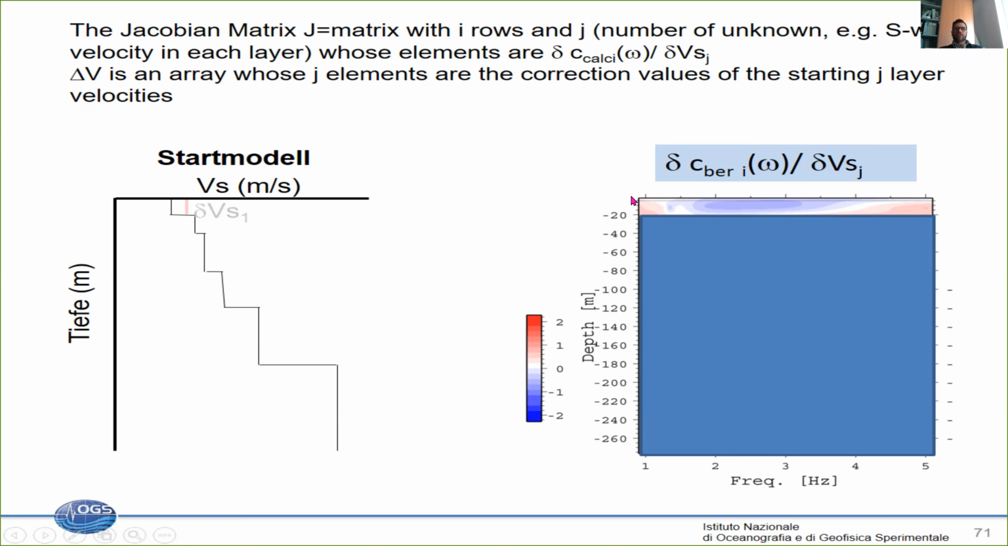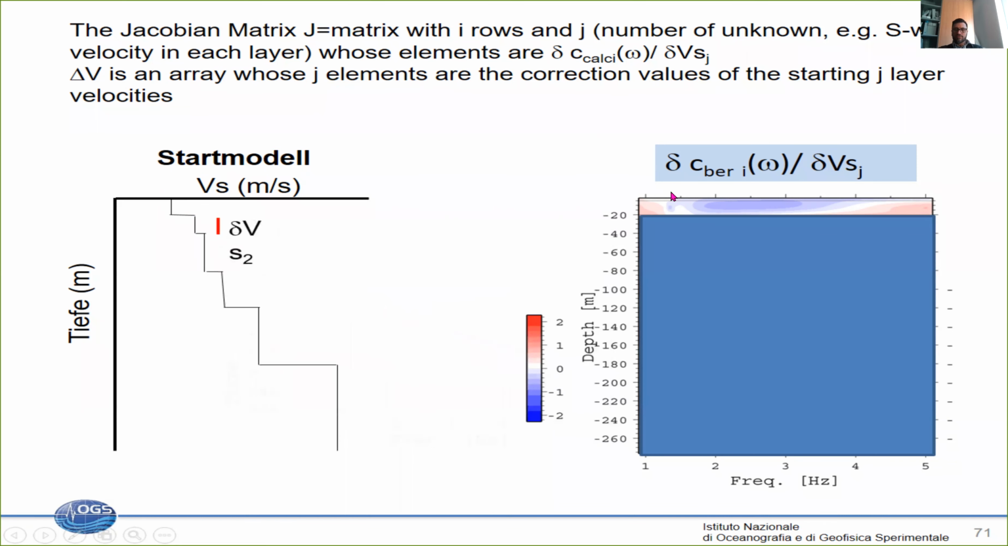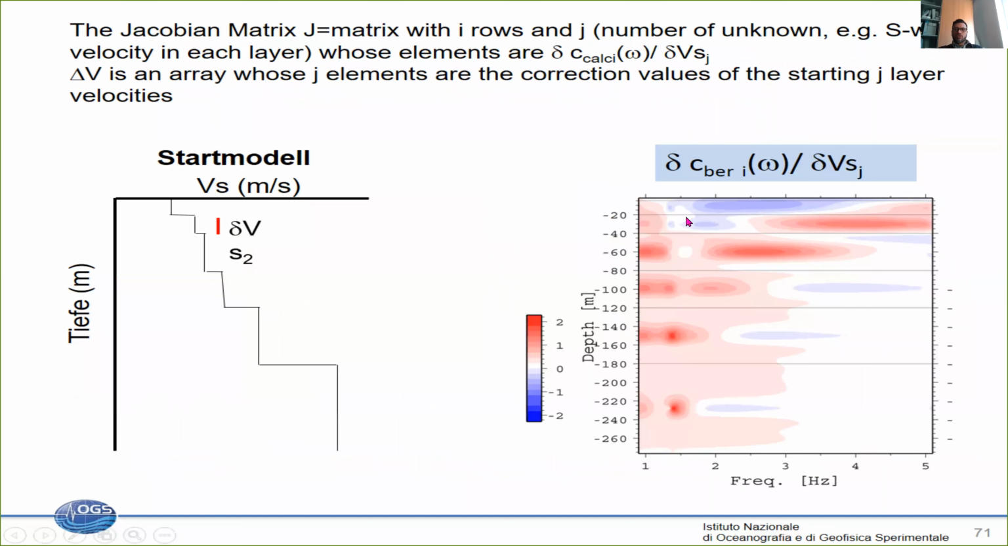Then you can do the same for the second layer. You calculate again the dispersion curve, you compare it with the original one, and you have again, given a change of velocity, this time in the second layer, how much the phase velocity is changing. And you will get something like this. And so on, you do it for all the layers. So this is nothing else but the matrix that we said before, as a function of the layers.